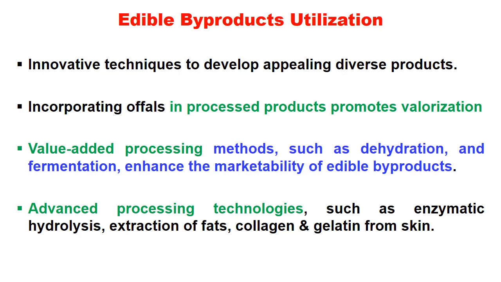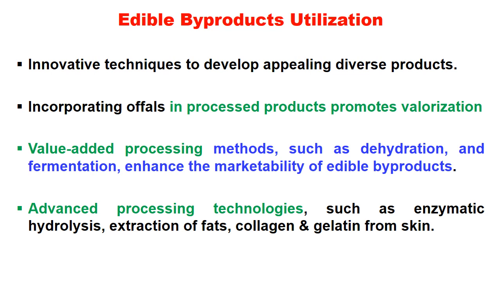Now let us discuss the utilization of edible poultry byproducts. As I mentioned earlier, the edible byproducts from the poultry industry are especially the offals and sometimes the skin and the fat along with that. So first of all, to utilize them, we need to apply innovative techniques to develop appealing and diverse products. That's a modern way for value addition or valorization and making these byproducts more economic.